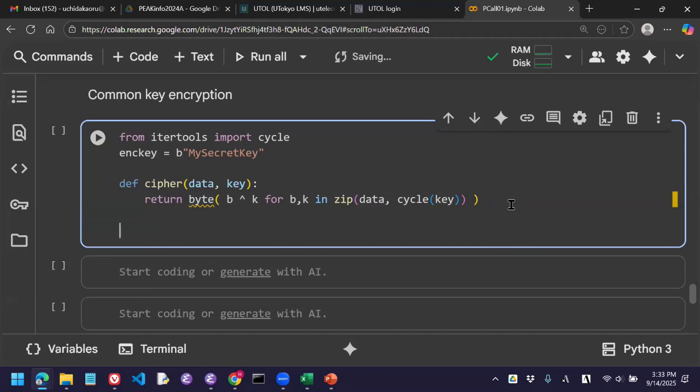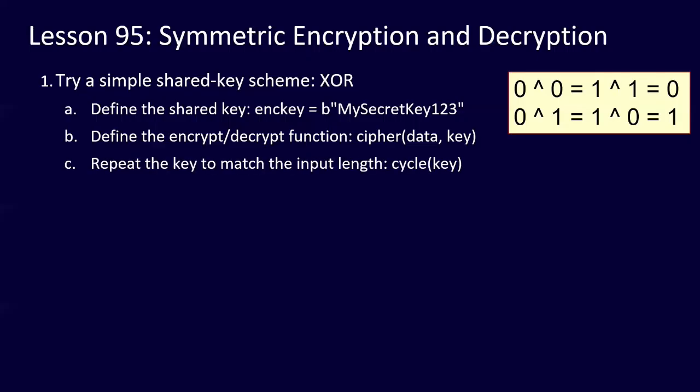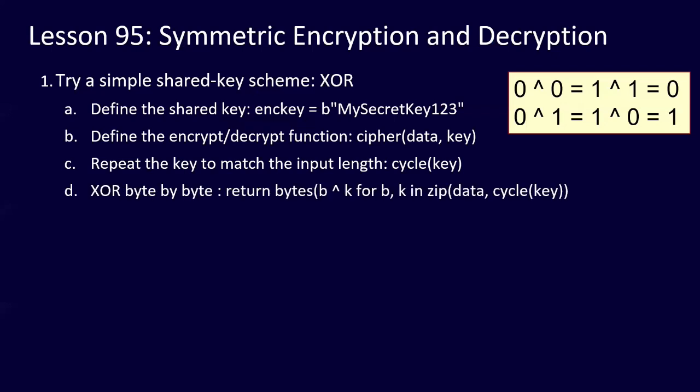So okay, that's all actually. Very, very simple. Repeat the key to match the input length as cycle key, and exclusive OR byte by byte, and return bytes by this scheme. That's all that is needed for the cipher function.